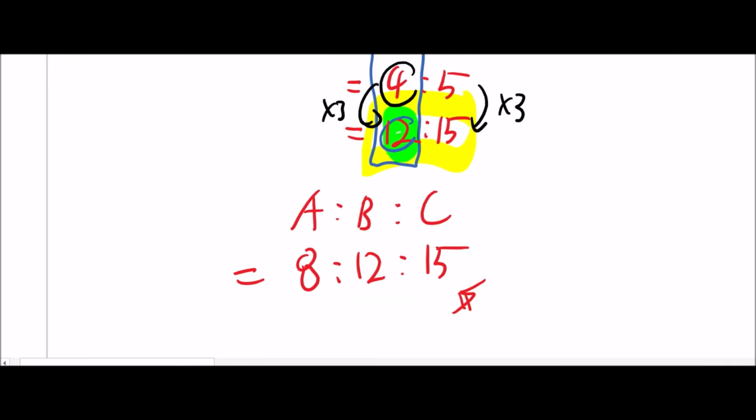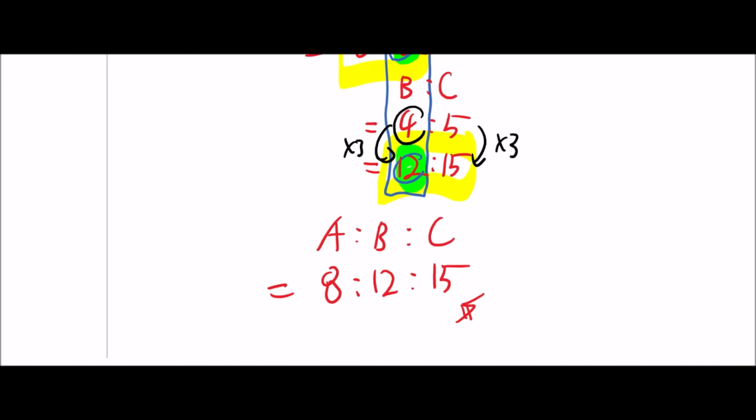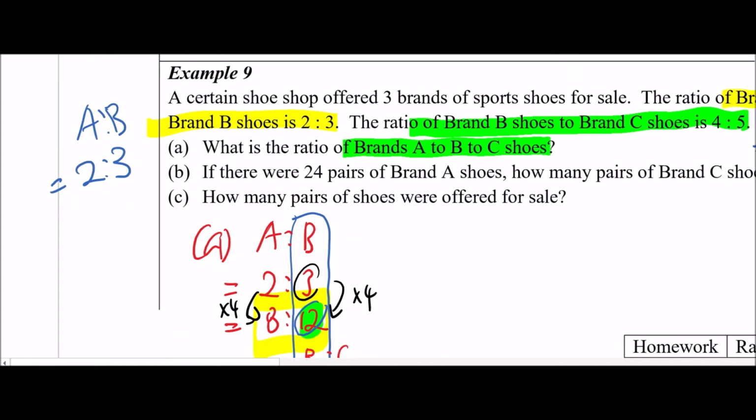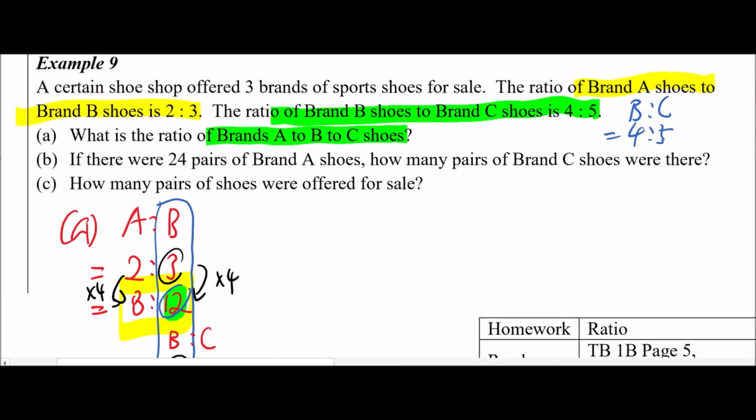But again, does it mean that the shop only has 8 pairs of A, 12 pairs of B, and 15 pairs of C? No, need not be, right? It can be 80 is to 120 is to 150. We don't know, right? We don't have enough information to tell us how many exact pairs there are in the shop, unless the question gives it to us. So let's take a look. In part B, is there any information? Yes, there is. Immediately, the question gives it to us.